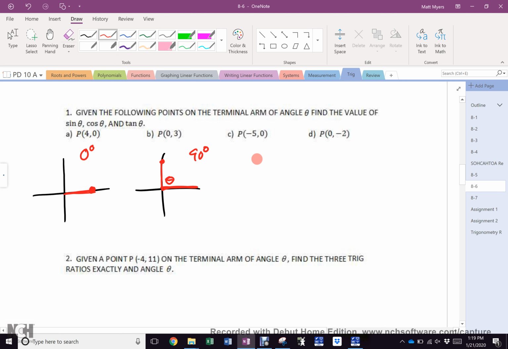Where's this guy going to be? It's going to be out here, right? So what's that? 180. Now let's be smart here for a second. You know that the sine of 0 was what? 0. And you knew the cos of 0 was 1, and the tan of 0 was 0, right? What do you think 180 is going to be? What's the sine of 180? Guess before you punch it in. 0. Now punch it in.